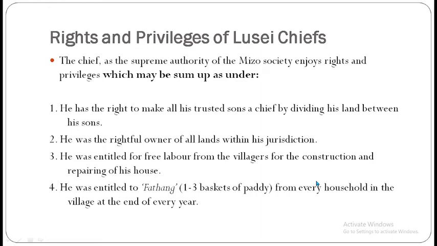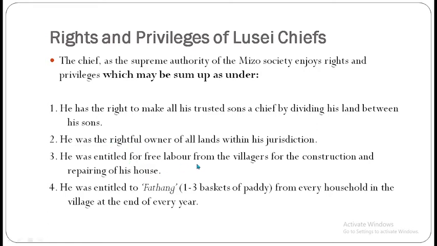Now, rights and privileges of the Mizo chief. The chief, as the supreme authority of the Mizo society, enjoyed rights and privileges which may be summed up as under. He has the right to make all his trusted sons a chief by dividing his land between his sons. He was the rightful owner of all lands within his jurisdiction. All the lands belong to the chief, or all the land is under the control of the chief.